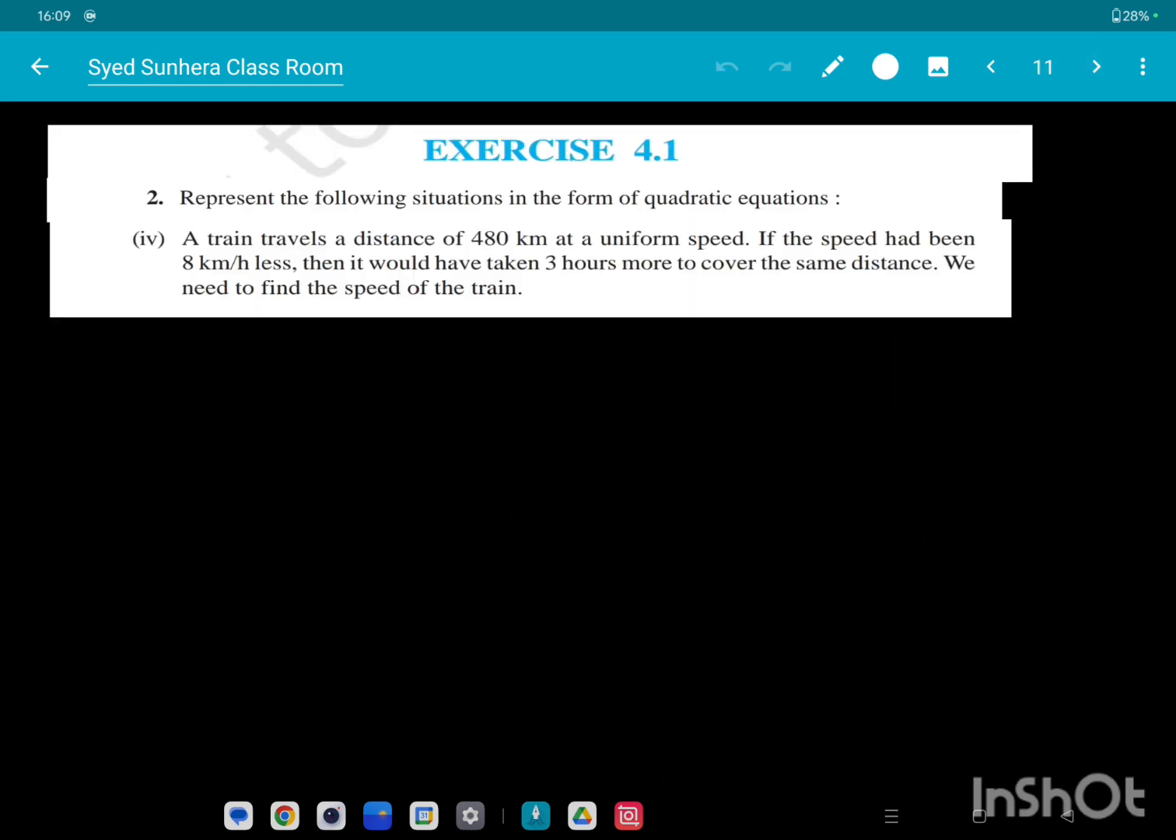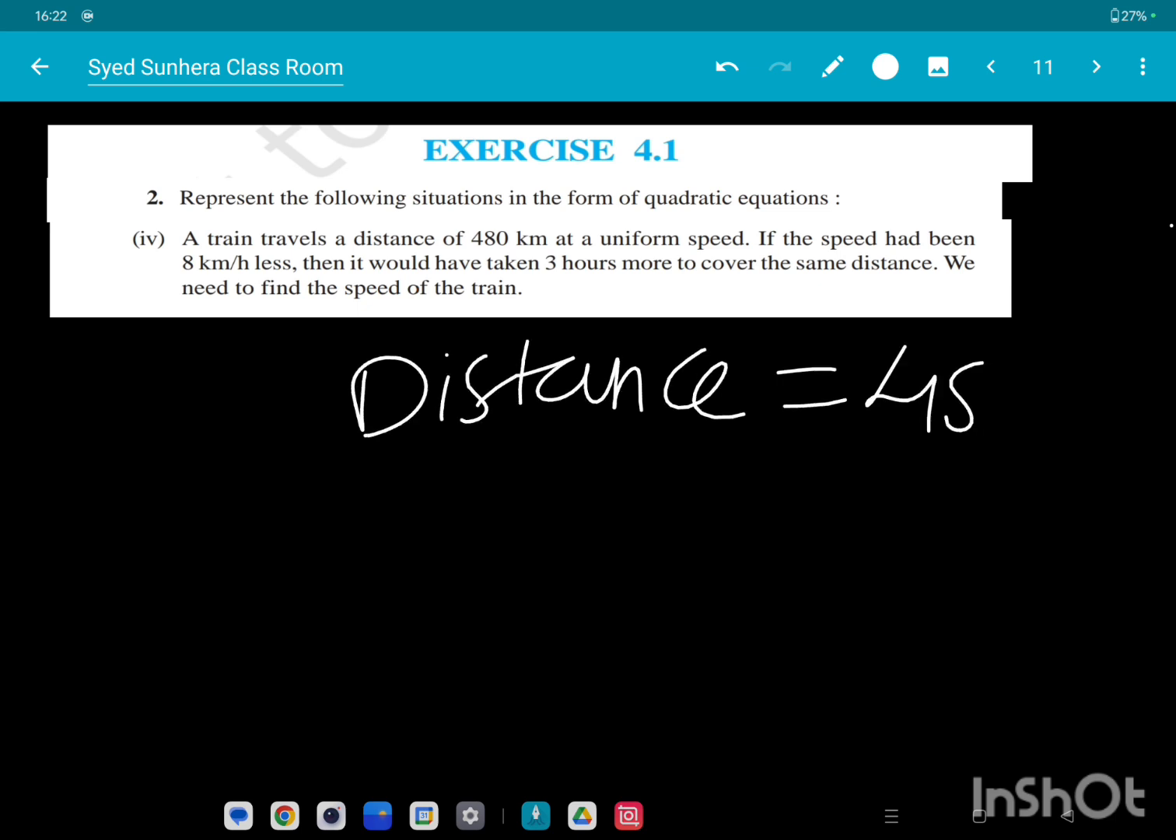And the final question is: a train travels a distance of 480 km at a uniform speed. So the distance is 480 kilometers. If the speed had been 8 km less, then it would have taken 3 hours more to cover the same distance. So if the speed decreases, then the time will automatically increase. We need to find the speed of the train.